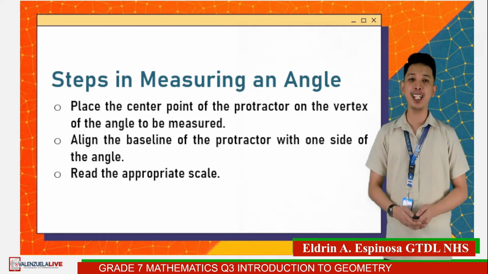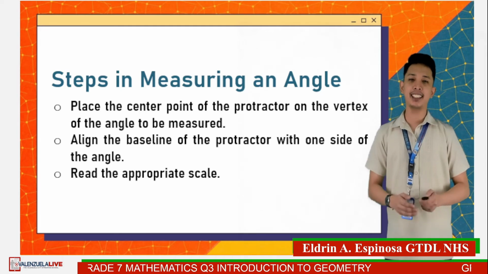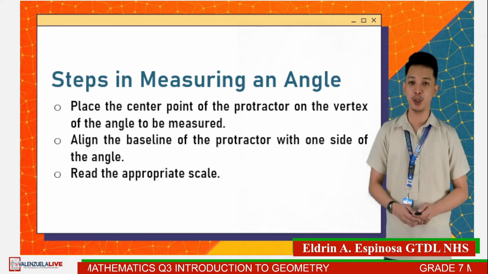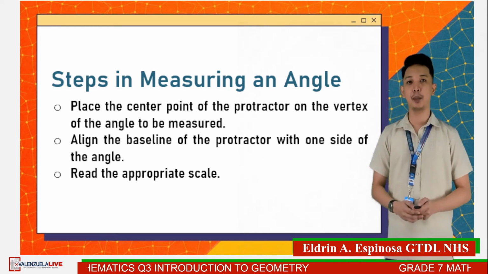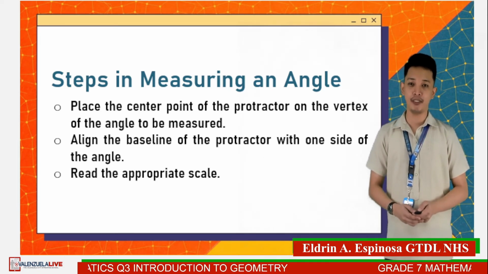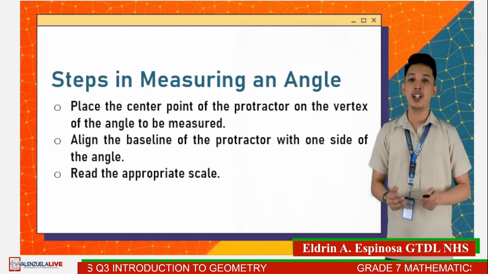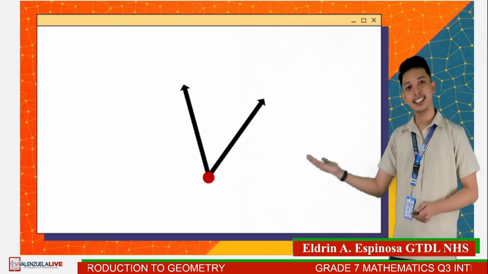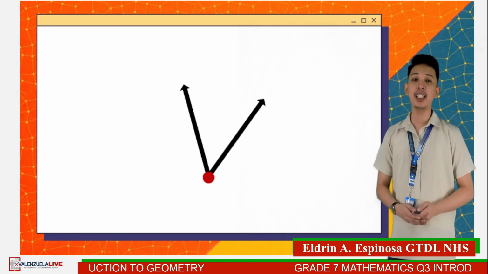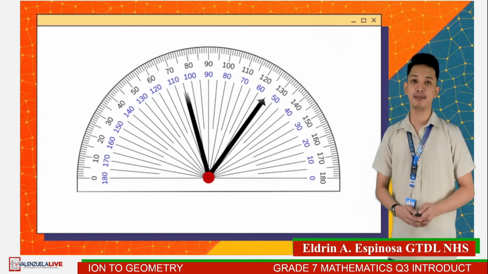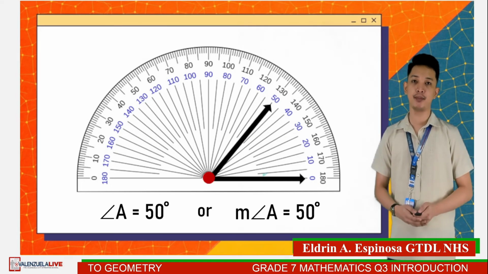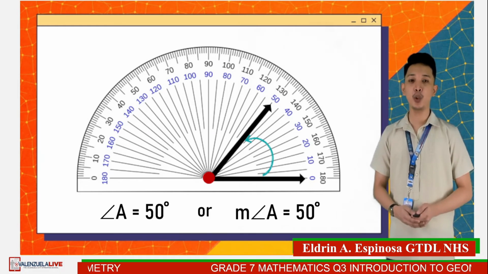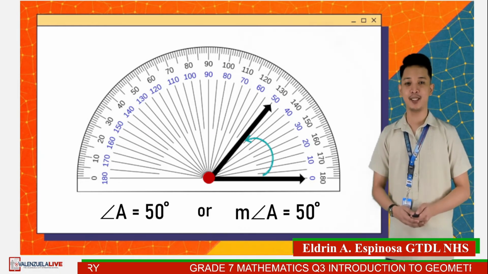These are the steps in measuring an angle. Place the center point of the protractor on the vertex of the angle to be measured. Align the baseline of the protractor with one side of the angle. Then, read the appropriate scale. For example, in this angle, applying the following steps, we will have angle A equal to 50 degrees.